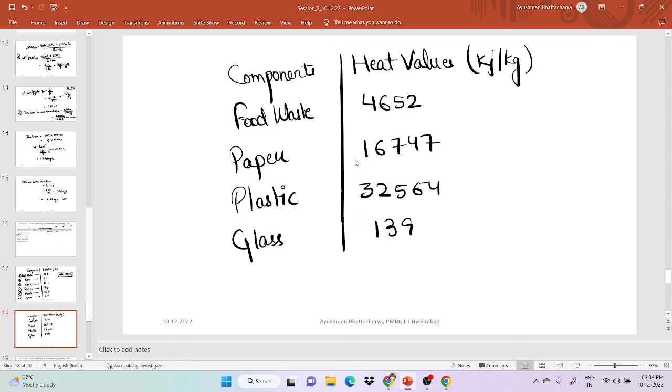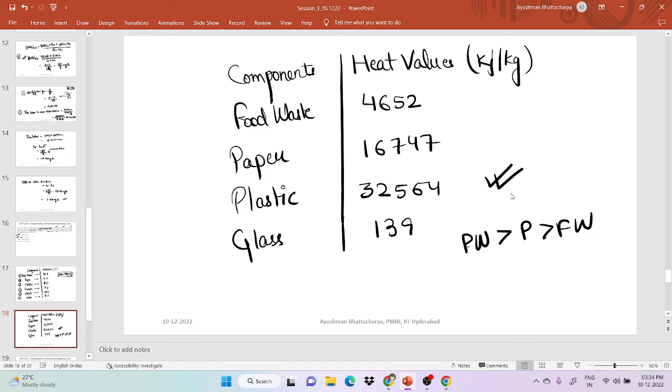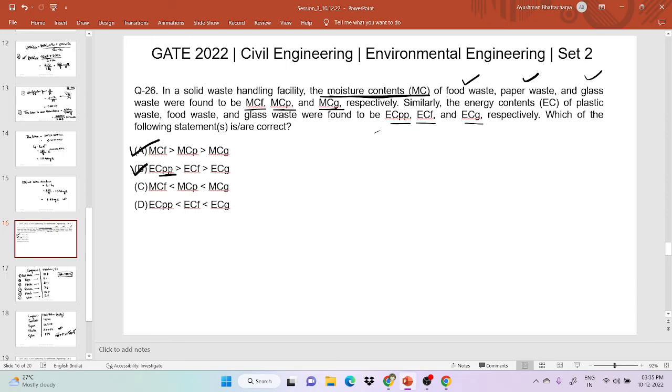Now in this, if you look at it, plastic waste is higher, then paper, then food waste. So looking at that trend, option B is correct. Plastic waste is higher than food waste, and then glass. So if you see the trend, option A and option B are correct answers.